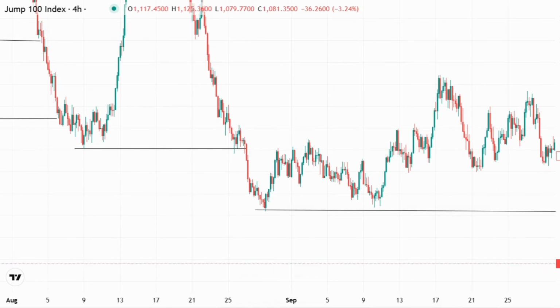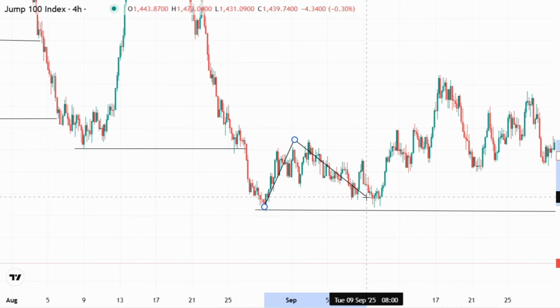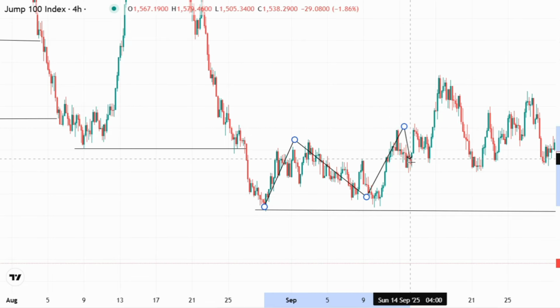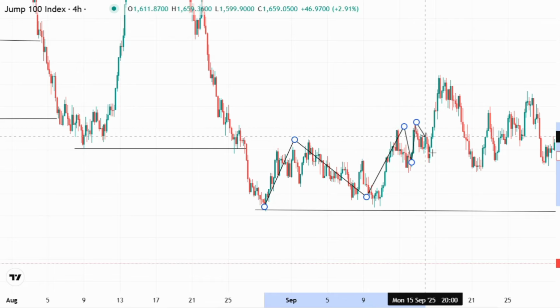Price pushed back up here. This is an internal retracement. This is not the normal trend of the market. This is simply a retracement. So we have higher highs, higher lows, and we saw a higher high again.